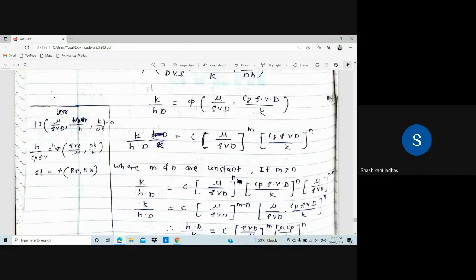In dimensional analysis there is a possibility to take the powers of the numerator and denominator. We can multiply and divide by numerator and denominator, or change the numerator by the denominator. In that way there is no change in dimension, so we take the powers in the form of raised to m and raised to n. Okay, so all of you write down the equation.